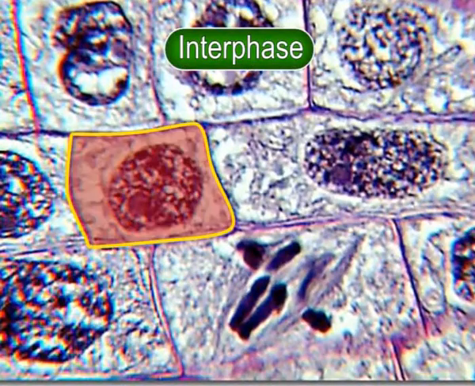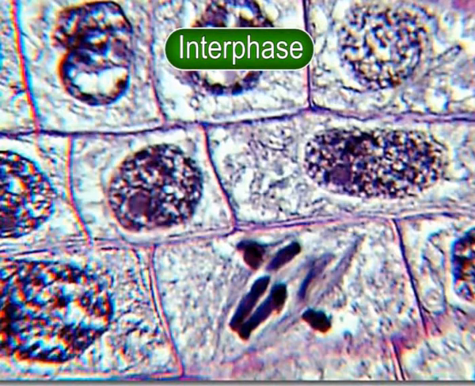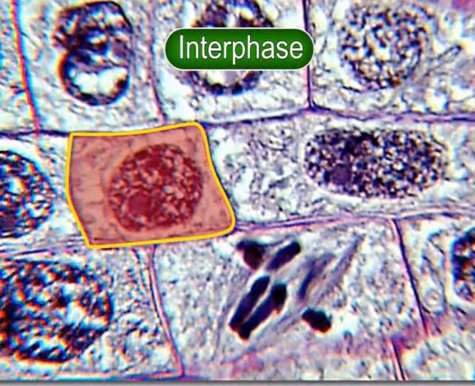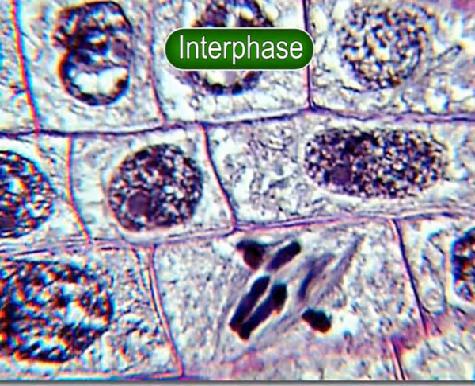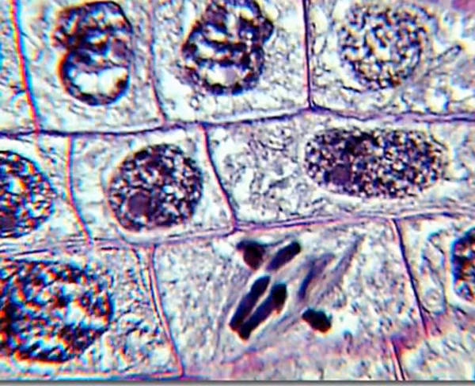Interphase. This is a cell depicting the non-dividing phase of the cell cycle, interphase. It is a phase between two successive cell divisions. Chromatin fibers appear in the form of a network within the nucleus. The nuclear envelope is visible and this dark stained body is the nucleolus.